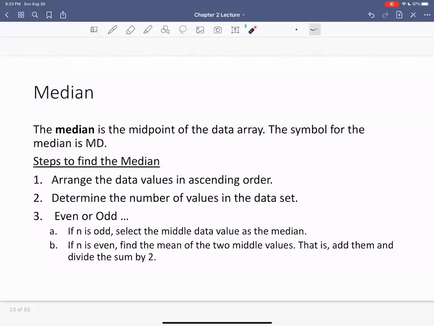And then you determine the number of values in the data set. So are there an even amount or an odd amount? If there's an odd amount, then the middle data value is the median. If there's an even amount, then you find the average or the mean of the 2 middle values. And in order to do that, you add them together and divide by 2 to find the average. There's only 2 values there.